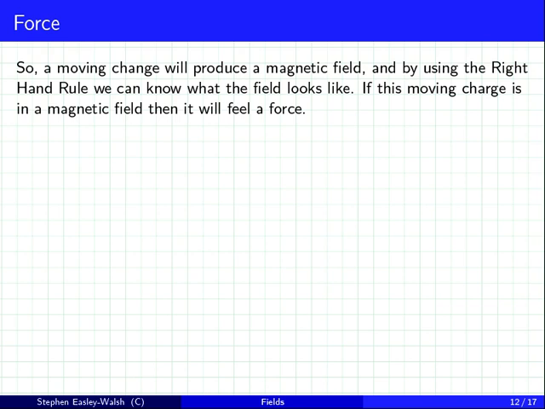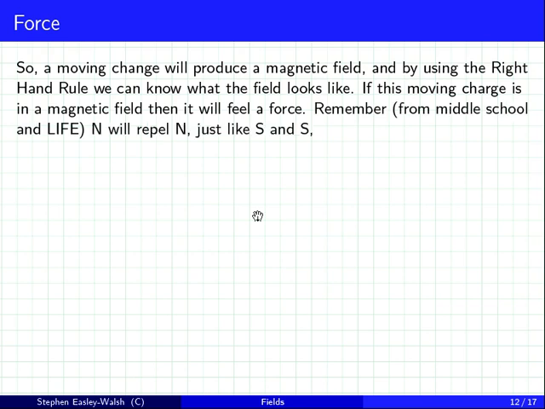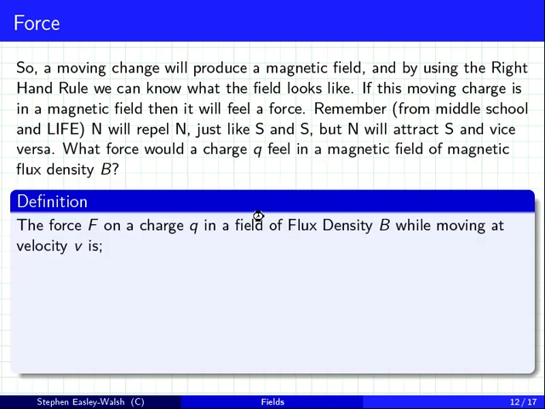So imagine my little charge is moving and it has a magnetic field around it, but it's inside a bigger magnetic field. Well, we know that when north meets north, what happens? Repels, and when north meets south, it attracts. So in other words, the charge will respond to being in the magnetic field. It will interact with the magnetic field, and the charge will move.